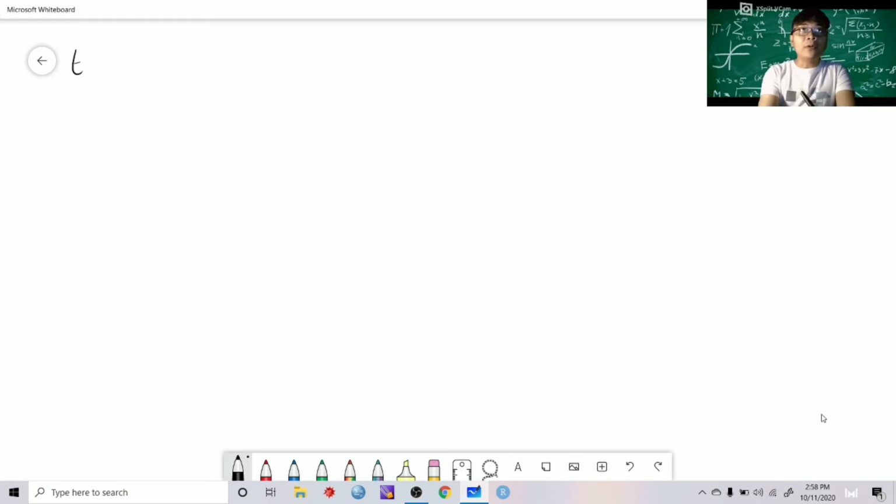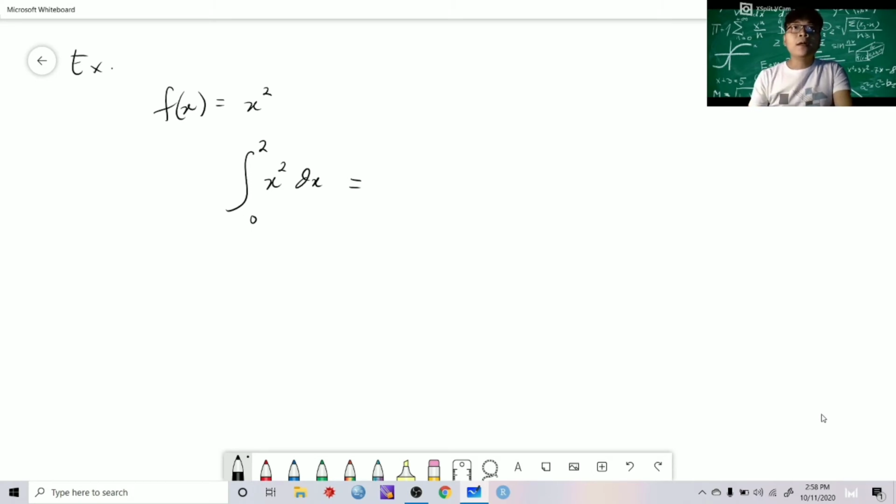Alright, so for example, let's take the function x squared. We are going to take the definite integral of x squared with respect to x, let's say from 0 to 2. So we first do the antiderivative of x squared. So we will have x cubed over 3.